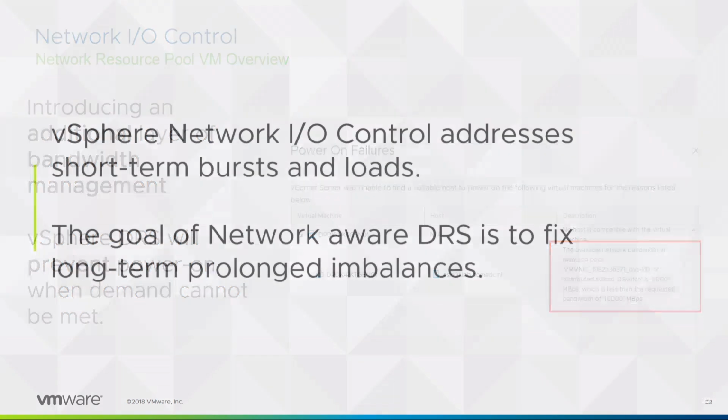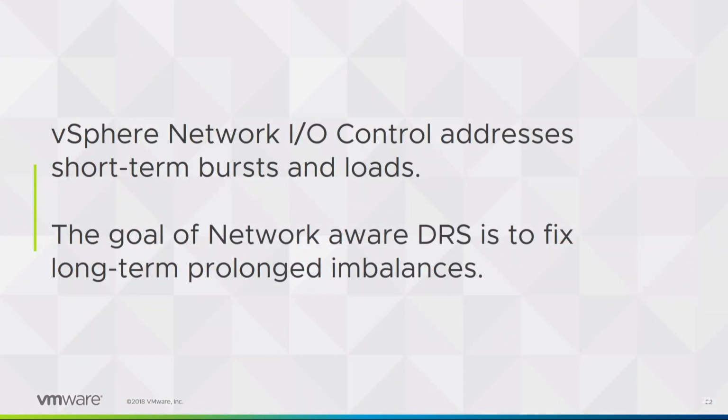So to bring that all together, we will see that Network I/O Control, NIOC, is actually there to help you in time of great need, and when you have bursts and loads on a short-term basis. And the goal of network-aware DRS has everything to do with fixing long-term prolonged imbalances. So that is far more intelligent on where to put specific workloads and everything that comes with it. But that's my buddy Sahan, who will take you through the trenches of network DRS.